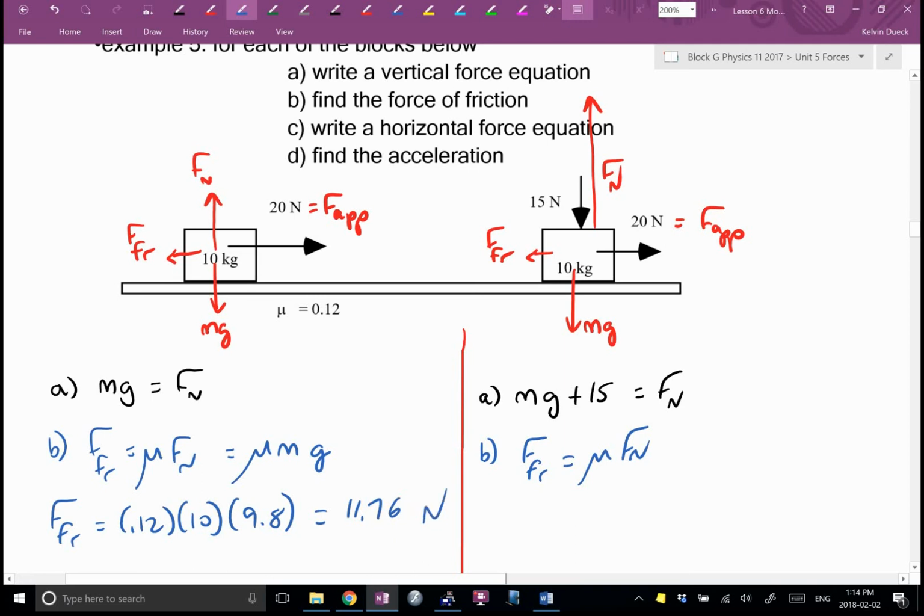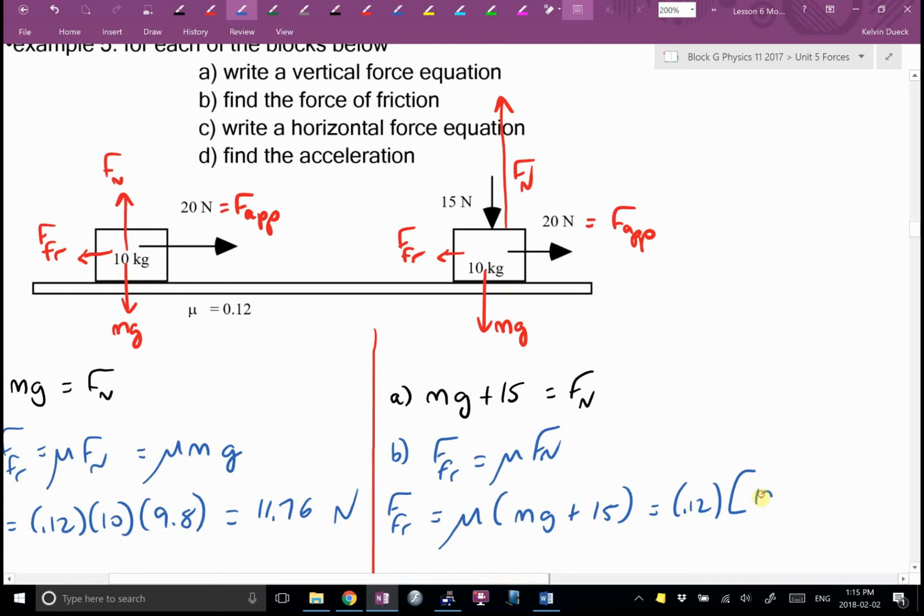B. What did you say, Tristan? Friction is what times what? I don't know the normal force. Oh, but look. I know what I can stick in for the normal force, Chloe. What can I replace the normal force with? So it's going to be mu bracket mg plus 15, which is going to be, hey, what's mu? 0.12. mg plus 15.